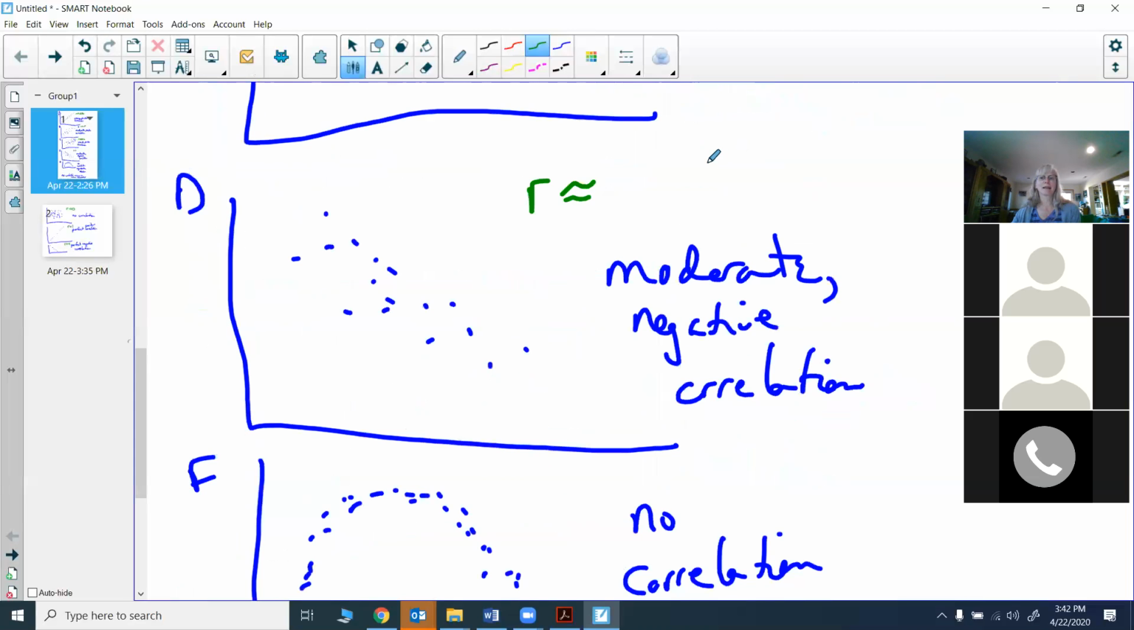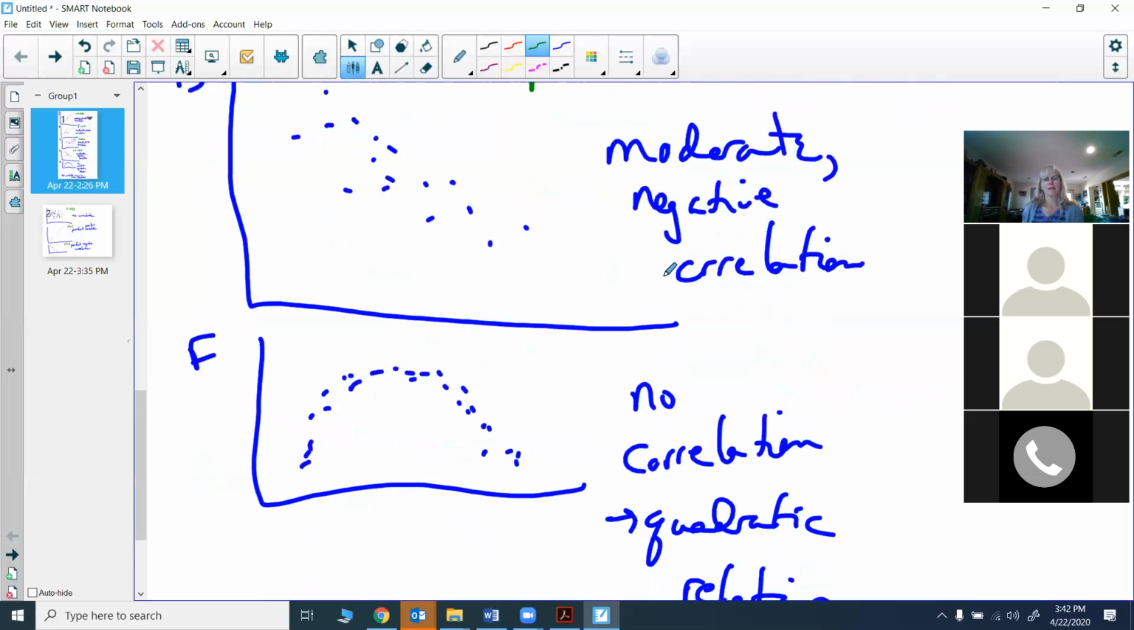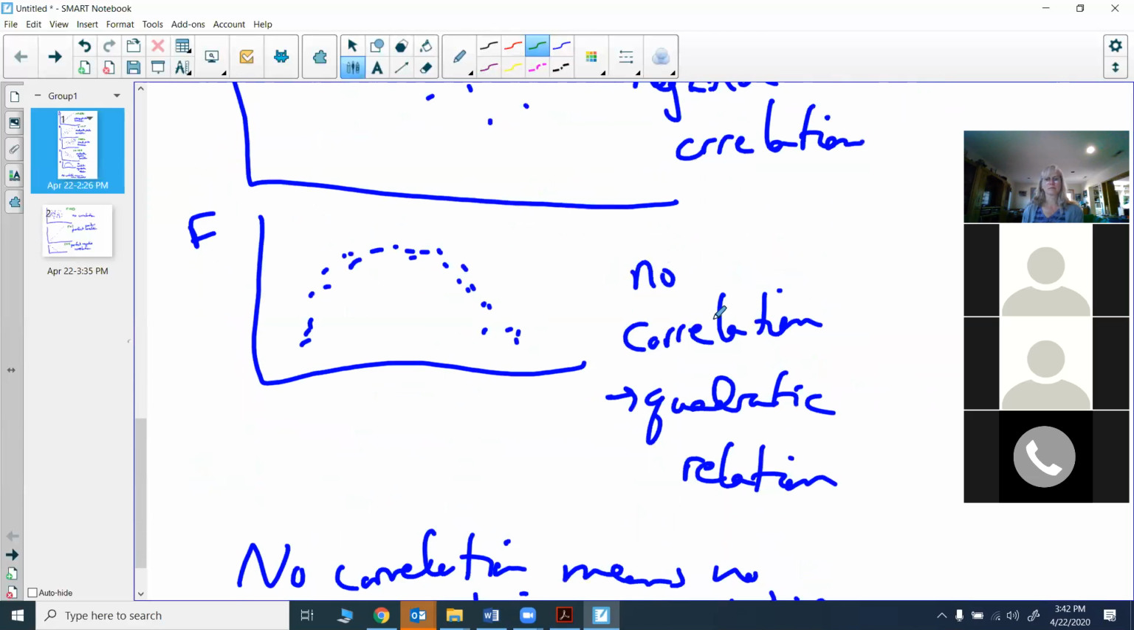Jacob says about negative 0.5, and that's right. So remember, because it's negative, your R better come out as a negative number. So don't forget to put that negative sign on it. This one here would have what kind of R?